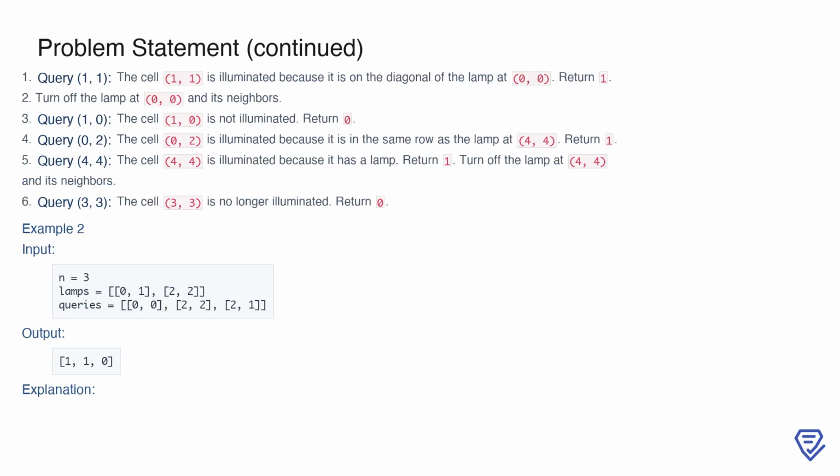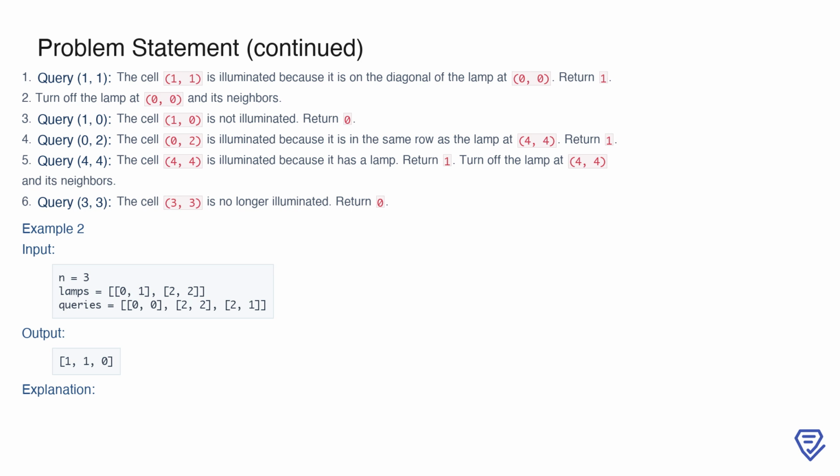This ensures that the illumination status changes dynamically as the queries are resolved. For the first query, [1, 1], we see that this cell is illuminated because it lies on the diagonal of the lamp at [0, 0]. Therefore, the result for this query is 1. After processing, the lamp at [0, 0], and its neighboring cells are turned off. The second query, [1, 0], checks a cell that is no longer illuminated, so the result is 0.